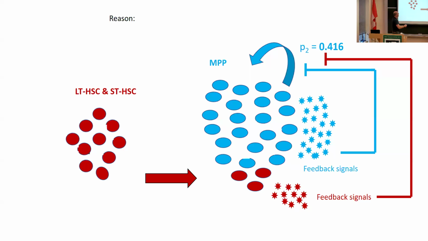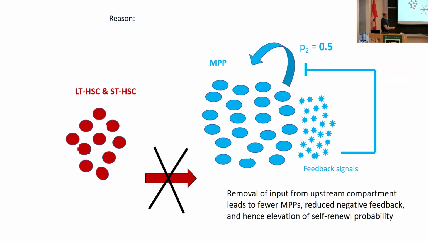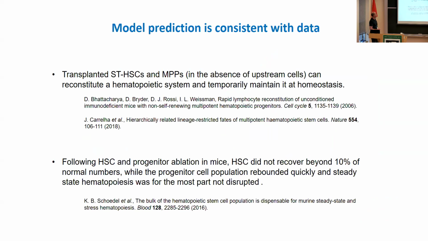And so I've split this population of MPPs into two subpopulations. One is intrinsically replicating here in that compartment. That's the blue thing. They produce feedback factors upon themselves, but you also get influx from the long-term stem cells in here, and this influx produces additional feedback that reduces the value of P2. Now, if you cut that input by removing the long-term stem cells, you weaken the feedback signal, and as a result, the self-renewal probability rises to 0.5, and then they can maintain the system.